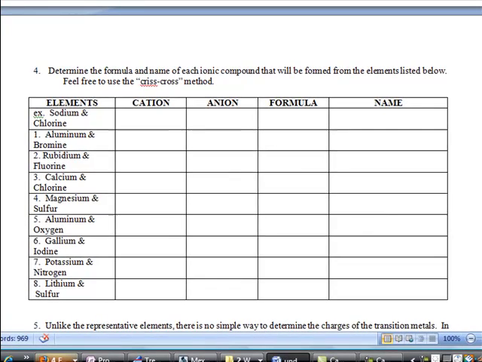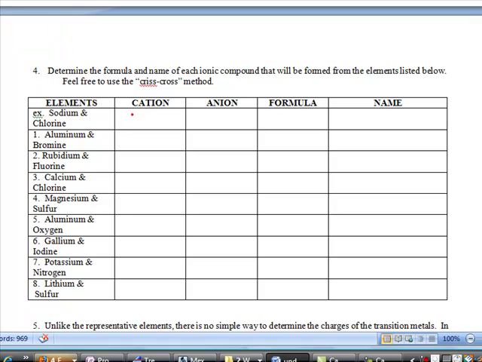Now, the first one's easy. You know, hopefully, sodium makes a +1 charge. It's in group 1, gives away 1. Chlorine's in group 7, it gets 1, rather. You know that the 1-to-1 ratio creates an NaCl formula. And we know that that's sodium. We write the name of the metal by itself. And chlorine gets changed to chloride. So that's easy. Now let's make it trickier.